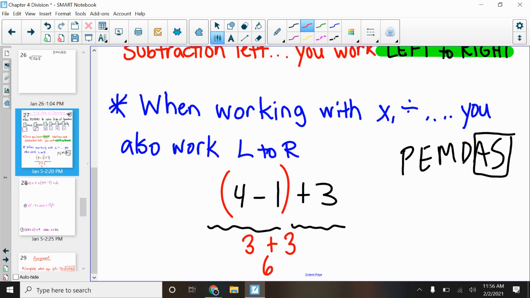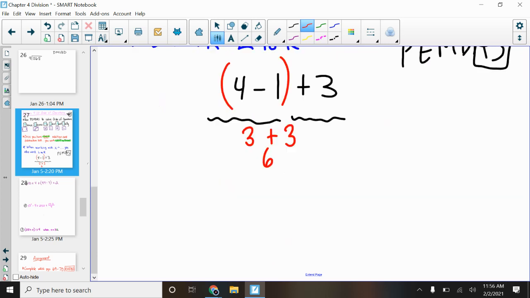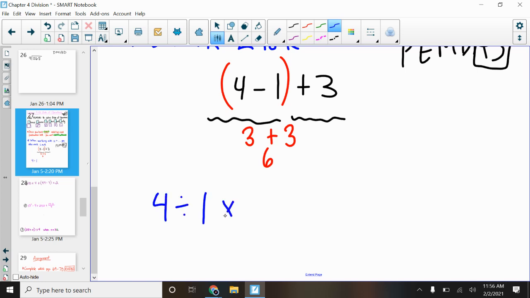If I hadn't worked it in that order, if I had done the addition first, would I have ended up with 6? No. You will always end up with an answer in math. It's just not always going to be the right one. Okay, so let's try another one. What if instead of addition and subtraction, it was multiplication and division? What if it was 4 divided by 1 times 3?